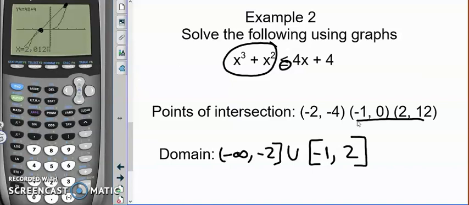All right, so that's cool. So that is our domain. That's the x values that will make the function greater than. These are the actual x values that will make the linear function higher than the cubic function.